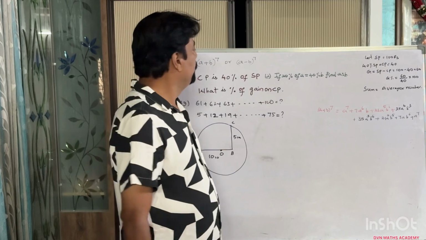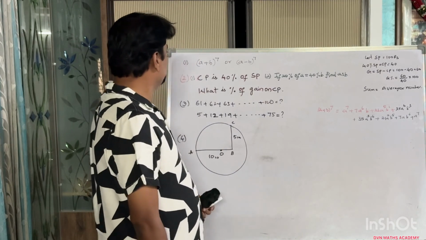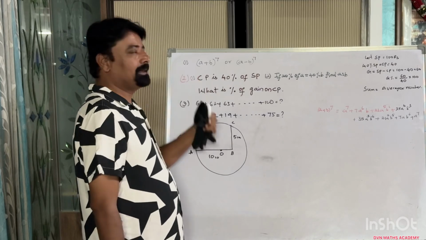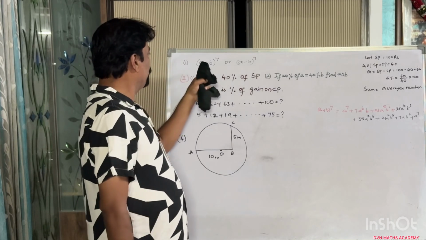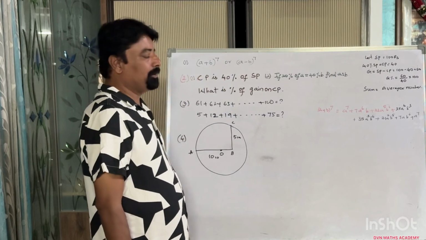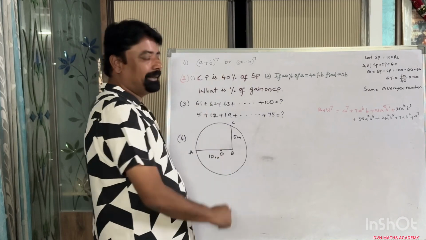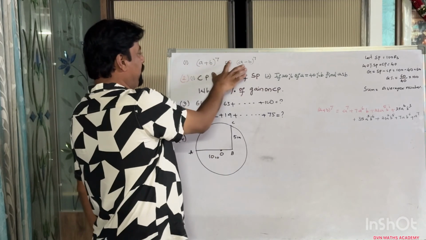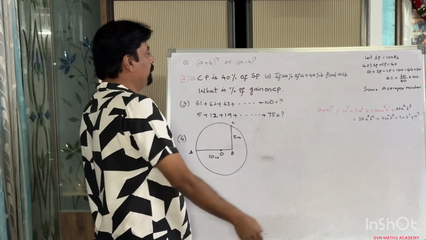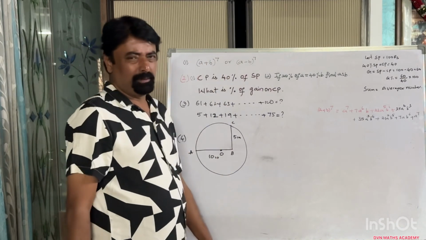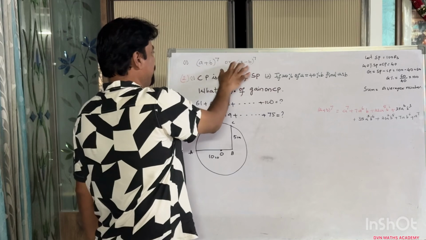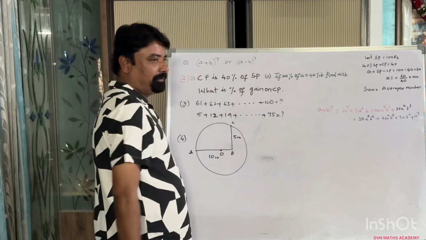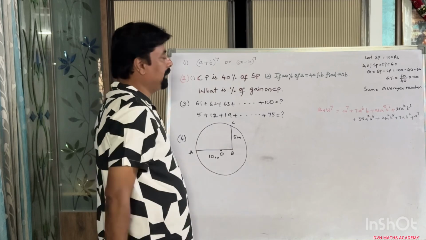Hello everyone. Today I am going to explain these four questions. First question is (a + b) to the power of 7 or (a − b) to the power of 7. So how to expand this type of binomial? We know that by using Pascal's triangle or the binomial theorem we can expand this type of question, but I will tell you one technique to expand these without the binomial theorem and without Pascal's triangle.